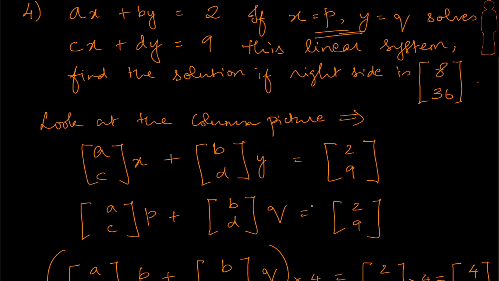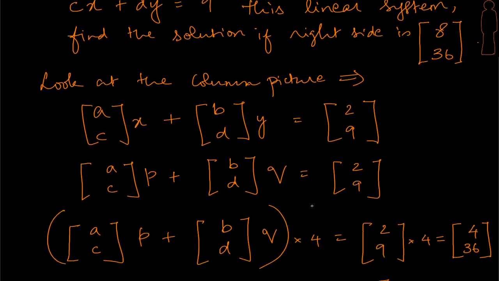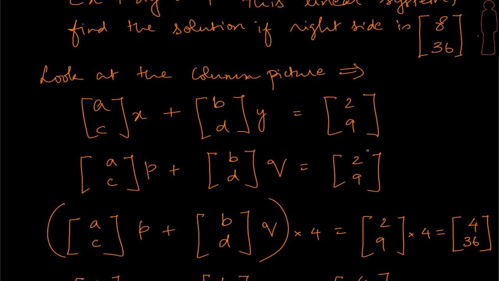Now look at the right hand side, 2, 9, and look at the new right hand side, which is 8 and 36. I can get to the new right hand side if I multiply the right hand side by 4. Sorry, this must be an 8 here. Sorry for the mistake. So this tells us what's going to happen on the left hand side. Since we multiplied the right hand side by 4, let's multiply the entire left hand side by 4. Then the equation holds.